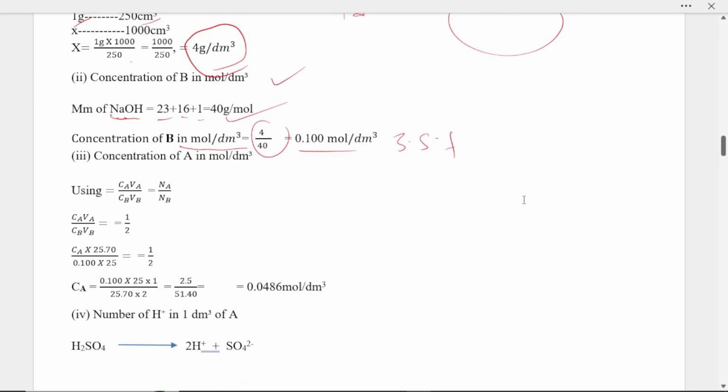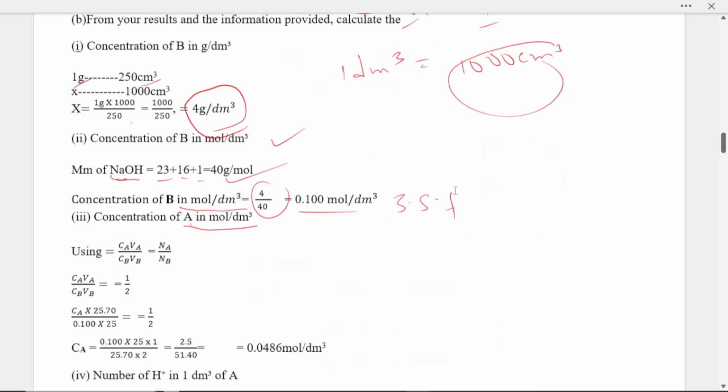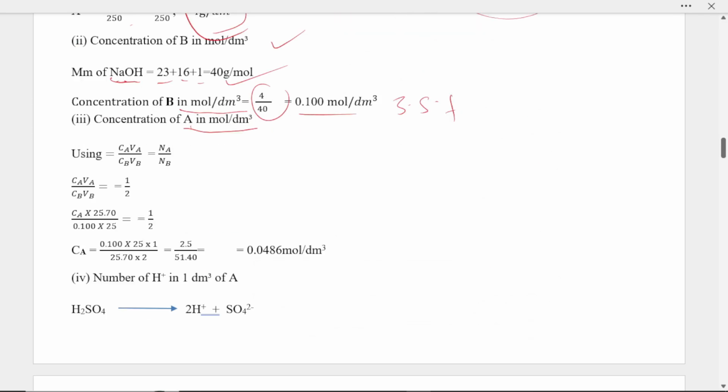Question number 3 says, calculate the concentration of A in mole per dm3. In this case, you can quickly use CAVA over CBVB equals nA over nB. So from our balanced chemical equation, we can discover that our ratio of acid to base is 1 to 2. And that's what I'm going to be using in my calculation, 1 ratio 2.